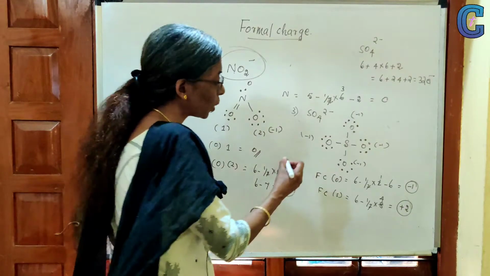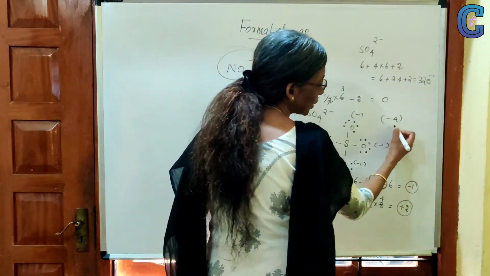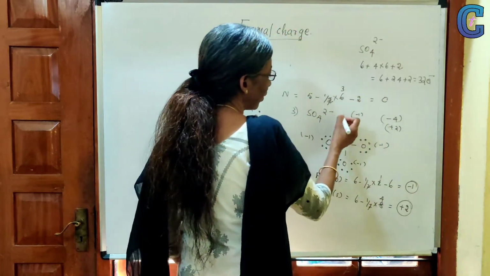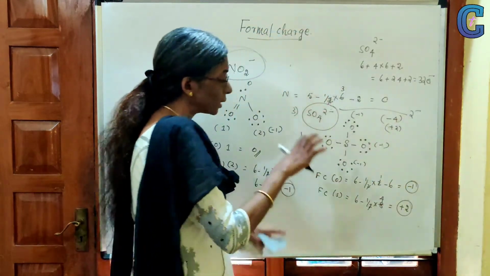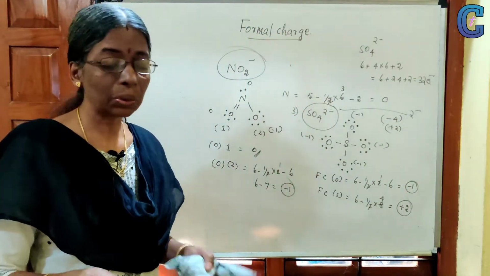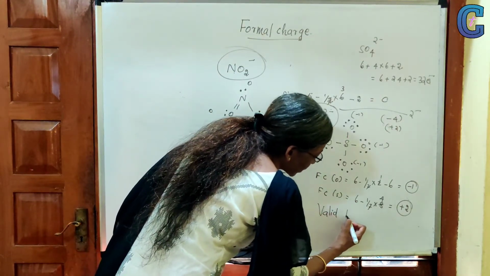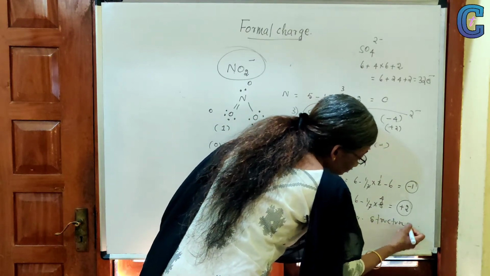Okay, for oxygen it is -4. For sulfur, how many is this one? +2. So the total charge as a whole sulfate, what is the charge of this one? That is 2 minus. So this is also a correct, valid Lewis structure. You see, this is a valid Lewis structure. You cannot say it is wrong, it is a Lewis structure.